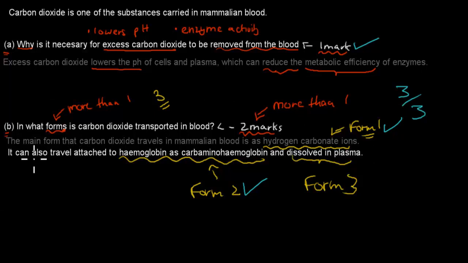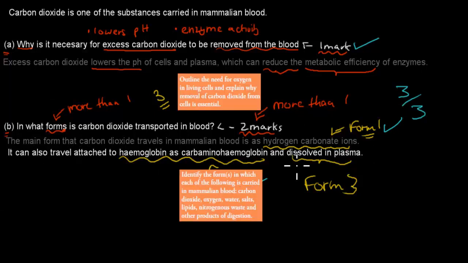And where do these exam questions come from? They come from these syllabus dot points. The first one is outline the need for oxygen in living cells and explain why the removal of carbon dioxide from cells is essential. That's basically exactly that question. So that part goes for question A. And for question B, identify the forms in which each of the following is carried. It was even the S in that question. In this case, they didn't ask us for every single one, they just asked us for carbon dioxide.